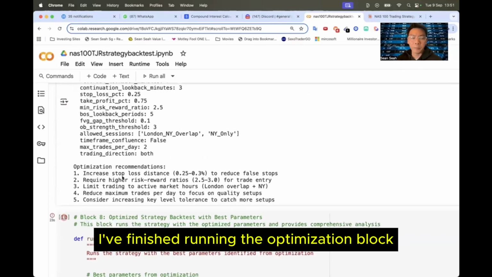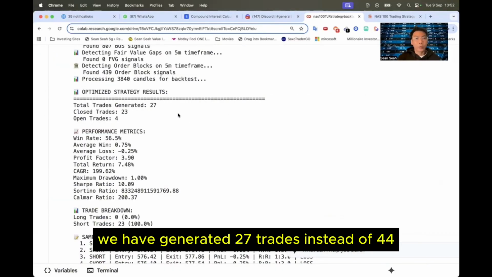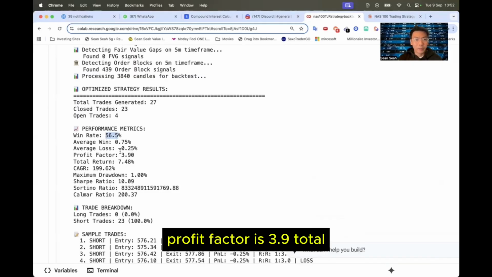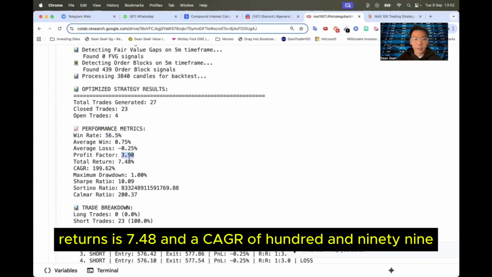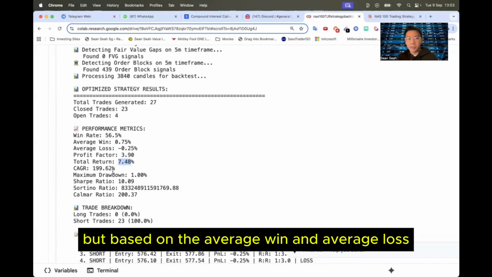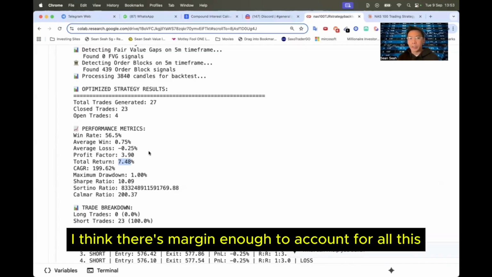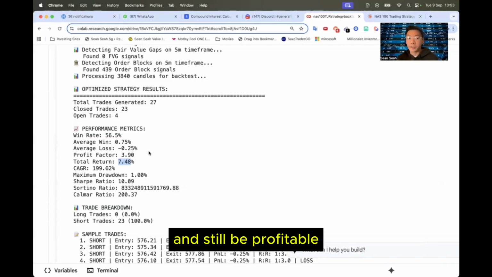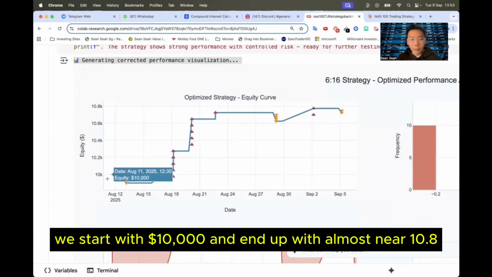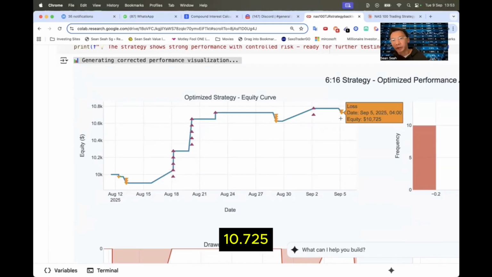I finished running the optimization block. Based on the optimized parameters, we have generated 27 trades instead of 44. And we have a win rate of 56.5%. Profit factor is 3.9. Total returns is 7.48 and a CAGR of 199. Do take note, I've not added in things like fees and slippages. But based on the average win and average loss, I think there's enough margin to account for all this and still be profitable. Let's take a look at the equity curve. It shows we start with $10,000 and end up at almost 10.8, 10.725.